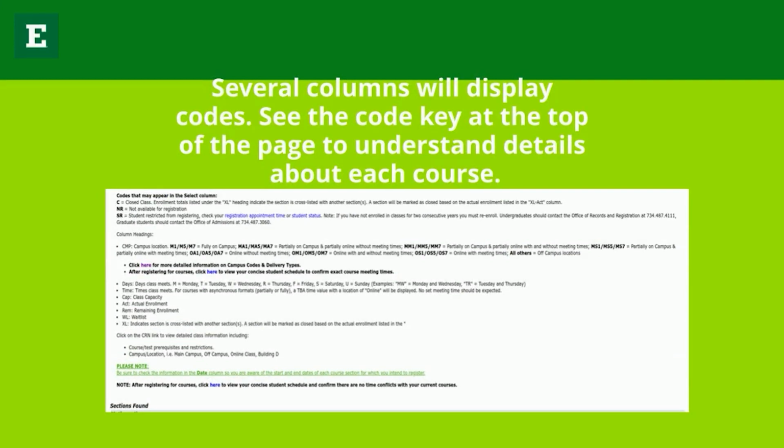Several codes will indicate the location of the course, including whether the course is on main campus or if it's online. Other codes will give details about the dates and times for the class, as well as the class capacity, actual enrollment, remaining enrollment, waitlist details, and if the course is cross-listed as something else.